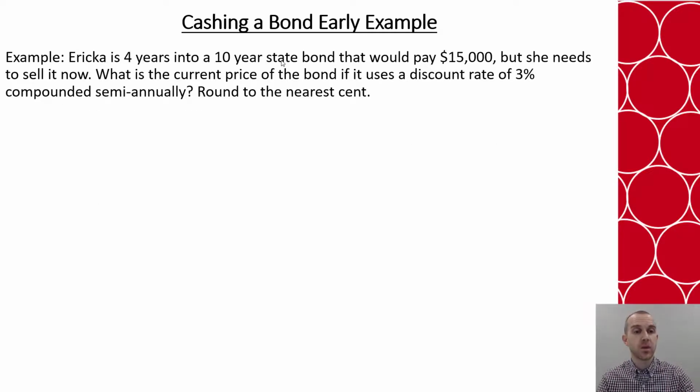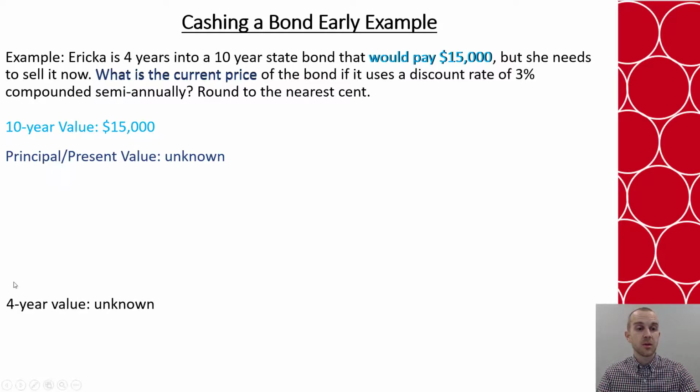So let's look at this example where Erica is 4 years into a 10-year bond that would pay $15,000, but she needs to sell it right now. What's the current value of the bond if she used a discount rate of 3% compounded semi-annually? We want to round to the nearest cent, so that's to the hundredth. Let's go through and get everything we know. We know that eventually it will be worth $15,000 when it matures. We're trying to determine its current price, so we know neither the principal nor its 4-year value. Those are the two things we're going to solve for. That's why it's a two-step problem.